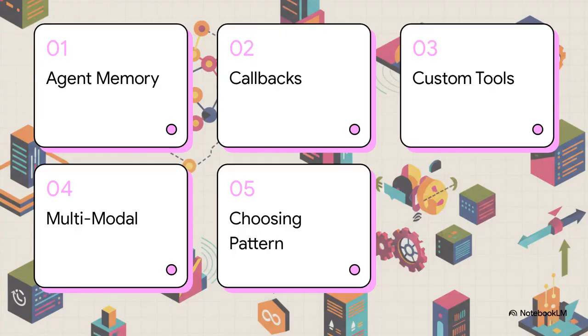All right, let's look at the whiteboard real quick. Here's the agenda. We'll start with why agent memory is that missing link. Then, we'll architect 3 specific memory patterns: callbacks to intercept the lifecycle, custom tools for structured scaling, and multimodal memory for capturing vibes beyond just text. And finally, we'll wrap it all up with a framework for choosing the right pattern.